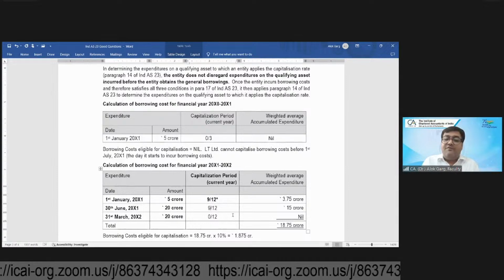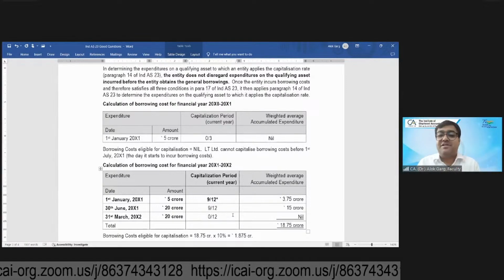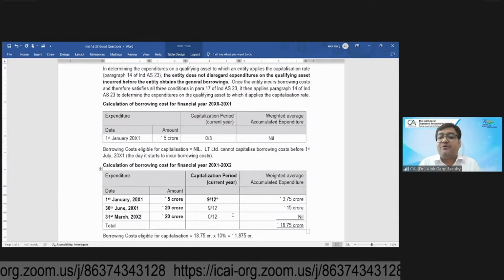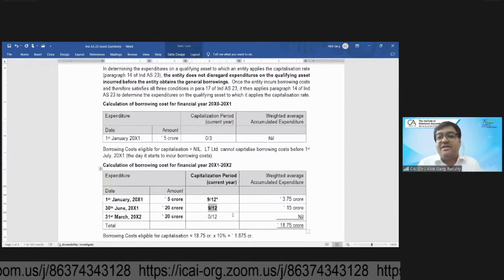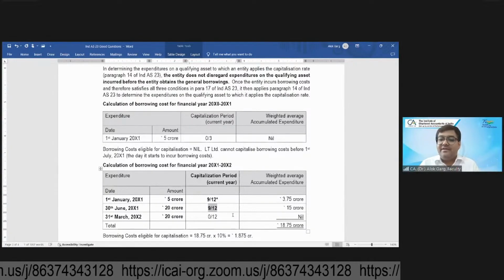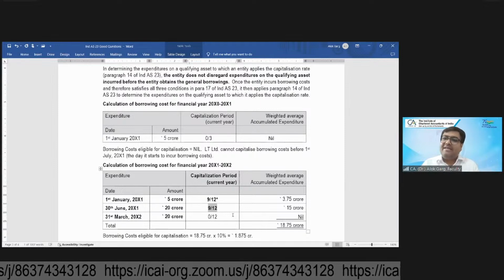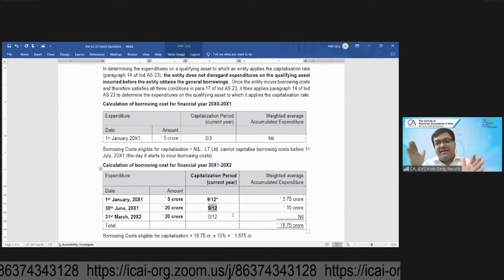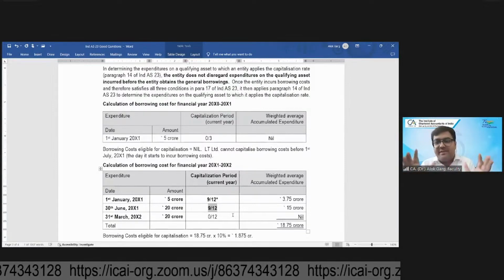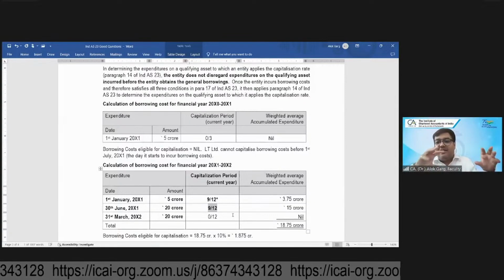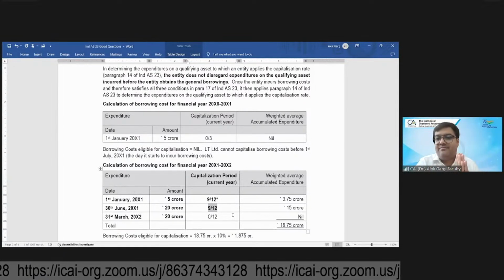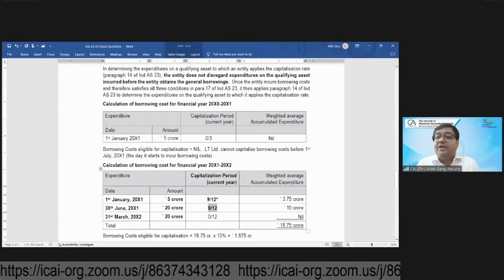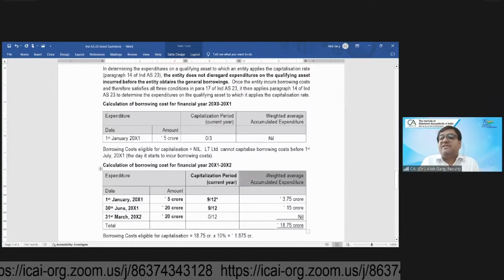The 20 crore spent on 30 June 20x1 is again for the entire 9 months, because it was spent prior to 1st July. These two amounts were spent before 1st July, so from 1st July to 31st March, for the entire 9 months, this expenditure on construction was there. Correct? I am computing the weighted average expenditure.